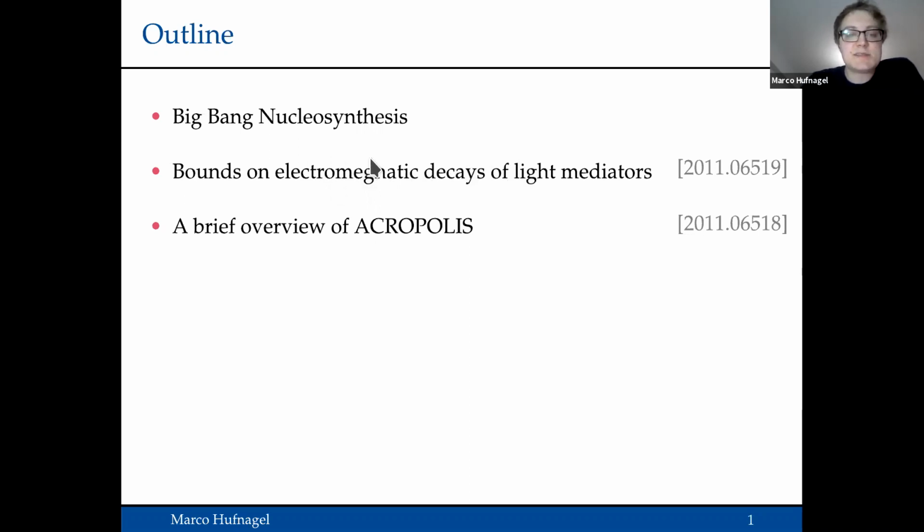And while we discuss this particular model, we will come across a term of photo disintegration and see that it's a quite powerful effect. This effect has been known for a long time and can lead to very stringent limits, but so far there hasn't been any public code in order to calculate these limits. This is what we recently published with our code ACROPOLIS, which can essentially take account for this.